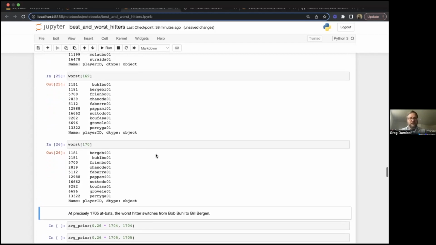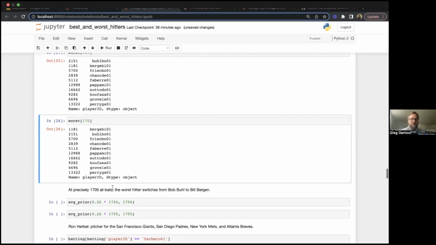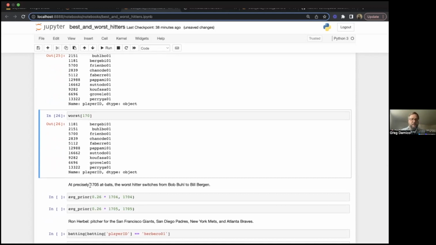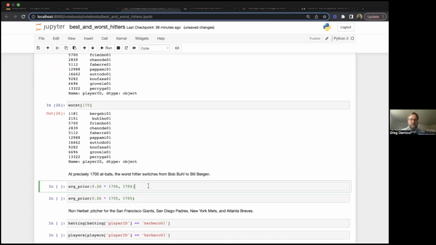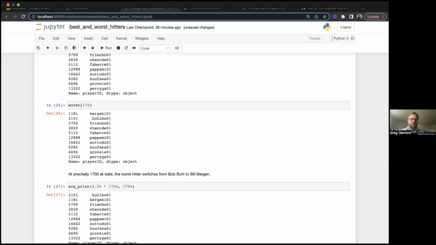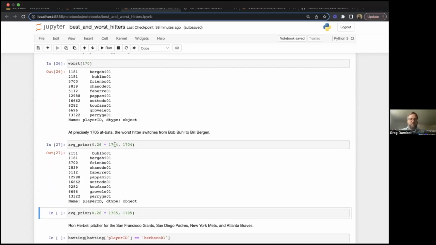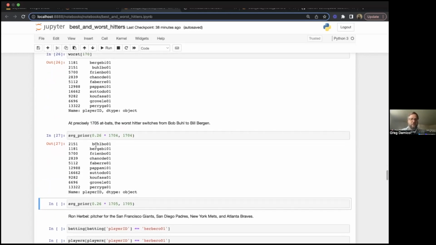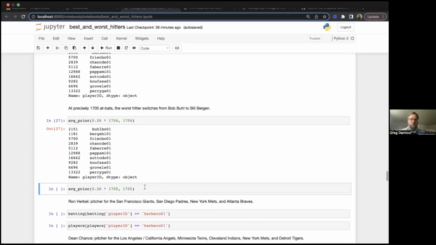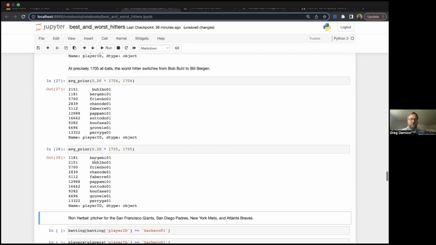Okay, and if we want to be even more precise, we find that at precisely 1,705 at-bats, the worst hitter switches from Bob Buell to Bill Bergen. Okay, so here is 1,704 at-bats. Plugging in our function, you see Buell is at the top. Once we get to 1,705, Bill Bergen is now at the top.